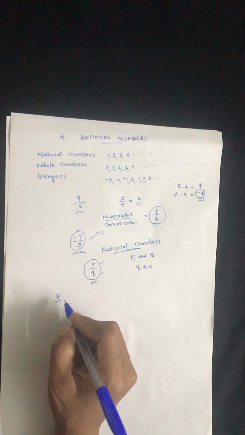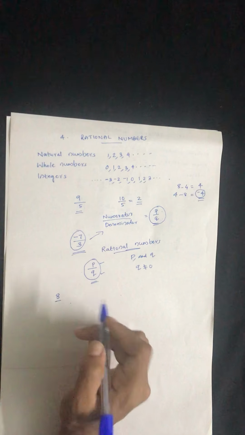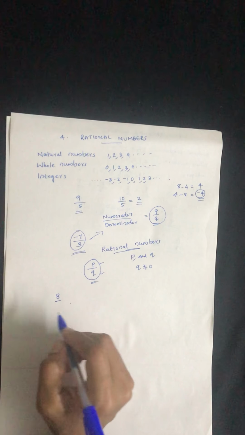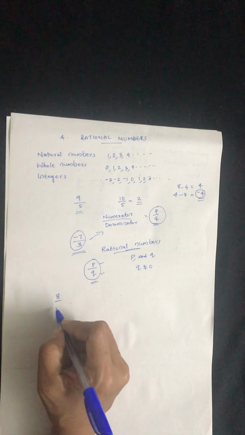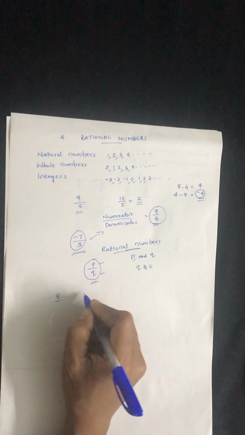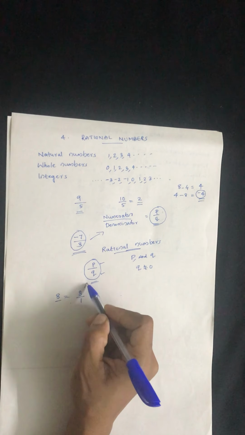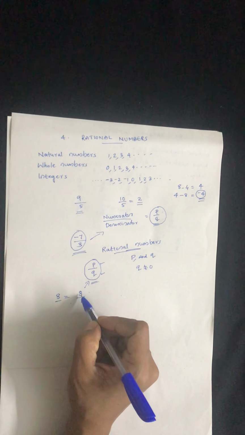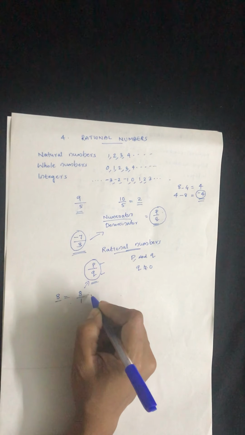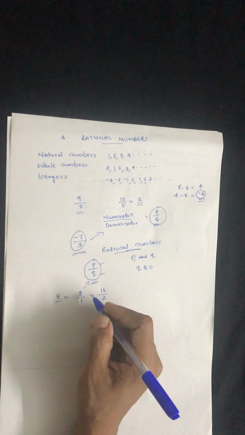How can we check? What is the condition for rational numbers? Rational numbers are numbers which can be expressed in the form of p by q. Now we want to check this number 8. Can we write 8 in the form of p by q? Yes, we can write it in different forms. 8 is equal to 8 by 1. This is in the form of p by q, numerator by denominator. Another way we can express 8 is 16 by 2. Its answer is also 8. So what can we conclude?